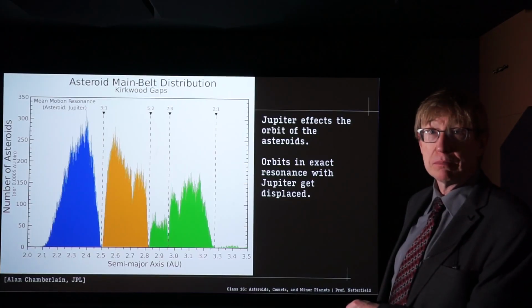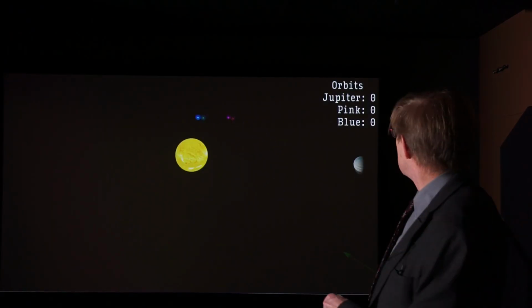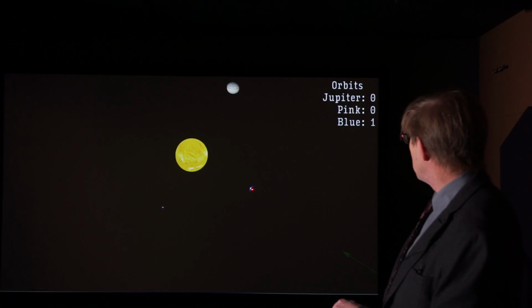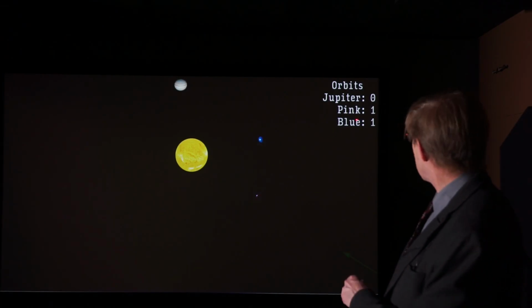Should we look at that again? Let's look at that again. So here we go. All 3 of these are orbiting. Blue has gone around once. Pink's gone around once.